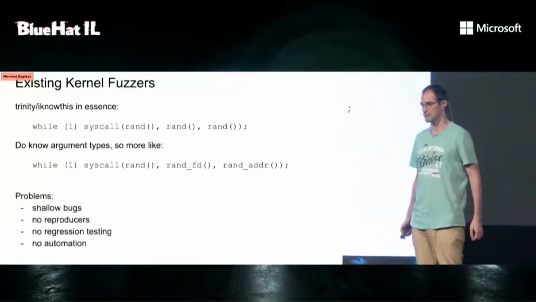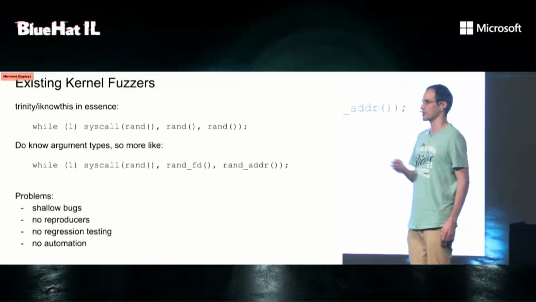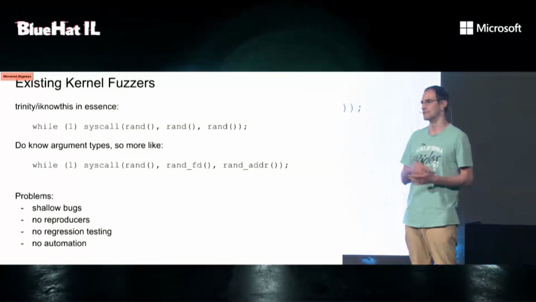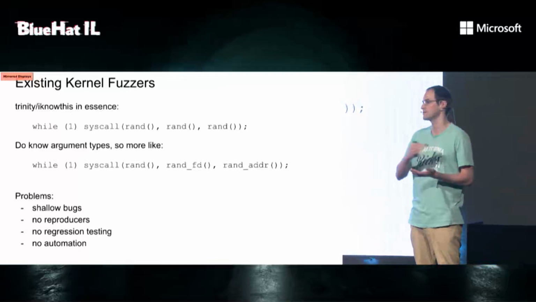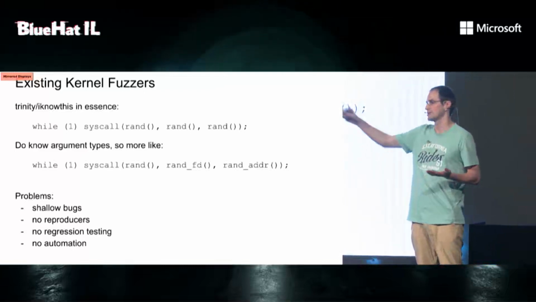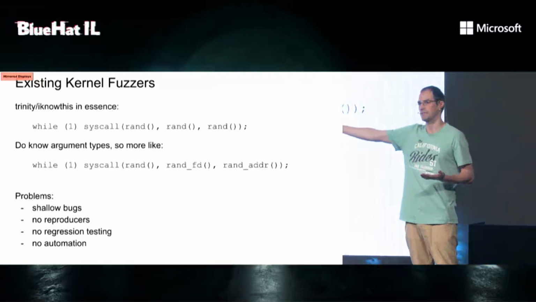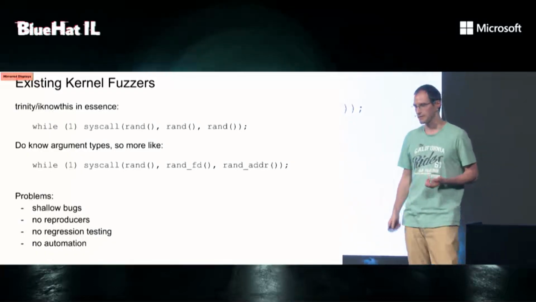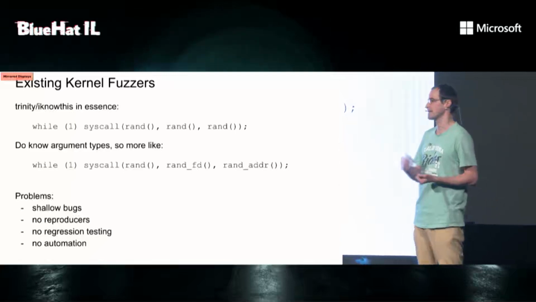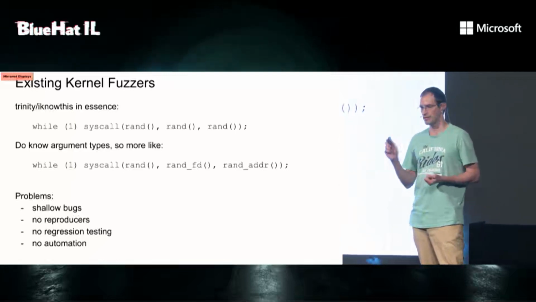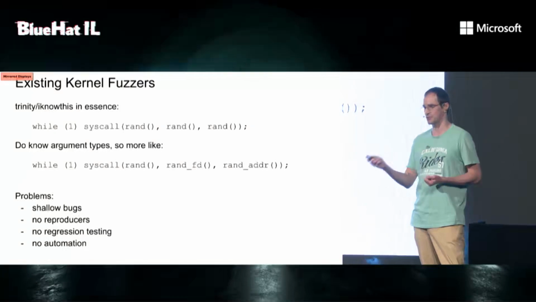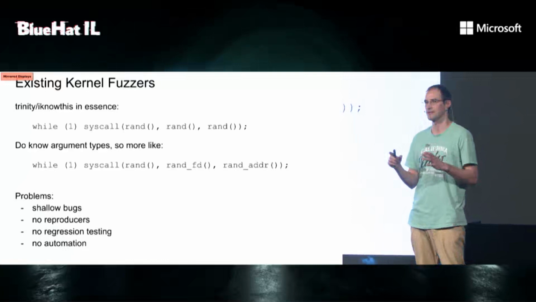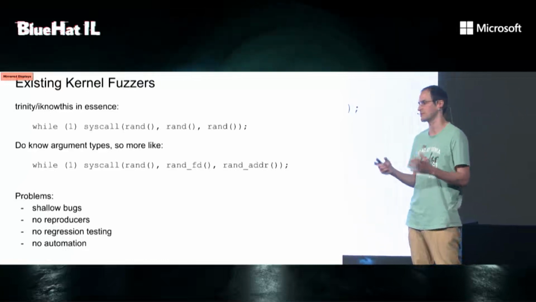And the problem with this approach is that it tends to find much more shallow bugs, and it frequently doesn't provide reproducers. So you can restart it with the same seed, but if you run it for an hour, the chances that you will trigger the same bug again are close to zero. It also doesn't help with regression testing; every time you start from scratch. And the existing tools also had some issues with automation, because for the kernel it's not as simple as a small bash script.